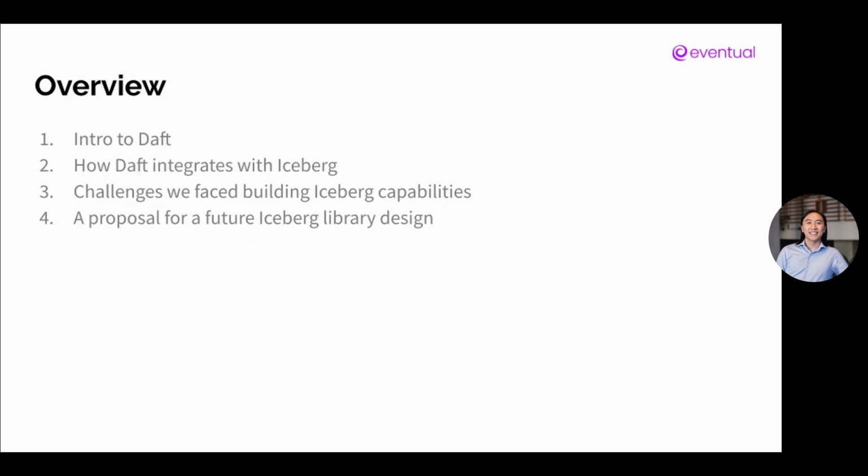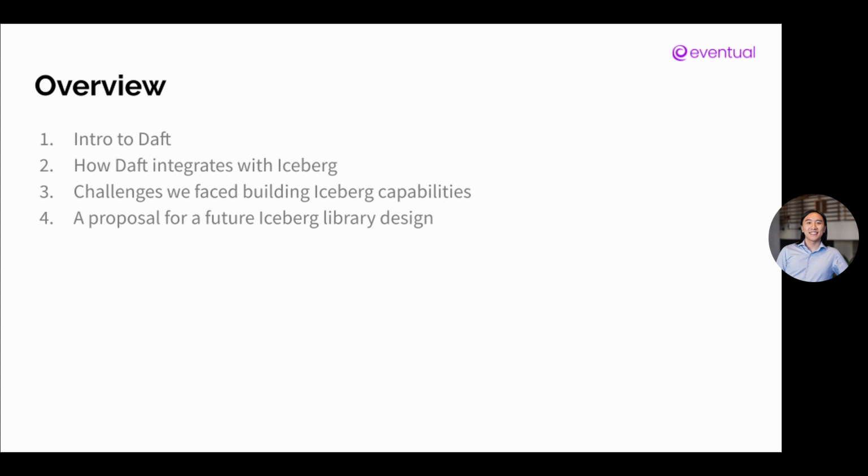So here's an overview of what I'm going to talk about in this talk. First, I'm going to give an introduction to what Daft is. Then we'll talk about how Daft integrates with Iceberg. We'll go over some challenges that we faced building Iceberg capabilities into Daft, including a few specific examples. And then finally, I'll go over a proposal for what a future library could look like that could solve some of these challenges.